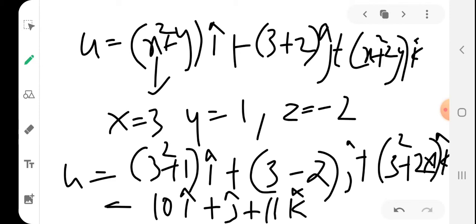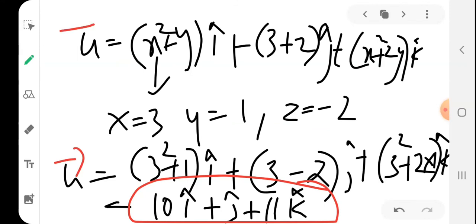Okay. So students, this is the displacement vector u vector. Sorry, these are u vectors, u vector at the point p. This is the value 10i plus 1j plus 11k.